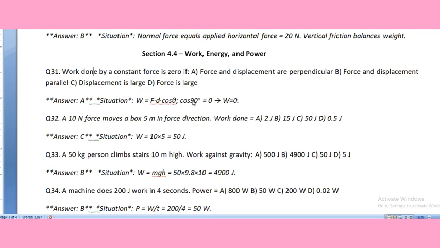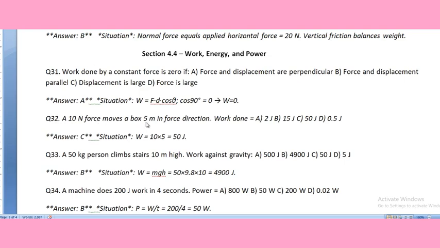Due to the cos of 90 degrees being 0, we insert the values into this: cos 90, 0, so force times displacement times 0 is equal to 0. Due to this, the work done on this object is equal to 0. So the correct answer is A. A says that when force and displacement are perpendicular, the work done on a given object by the applied force is equal to 0.